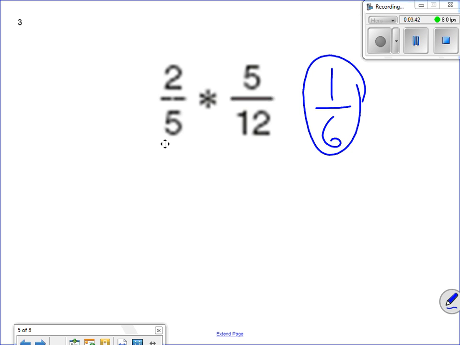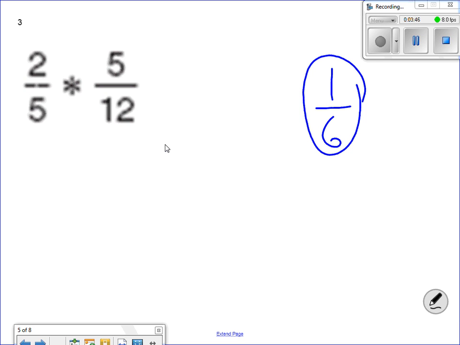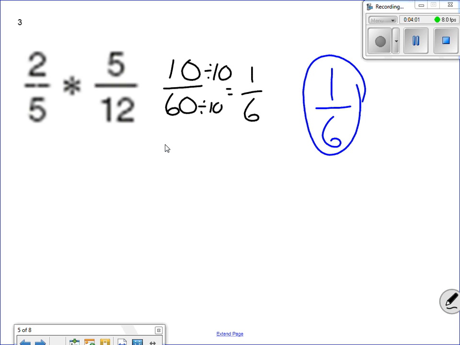Now, let's do it the old way. Watch this. 2 times 5 is 10. 5 times 12 is 60. If I divide this by 10, this by 10, I get 1/6 as well. This problem was a little easier to reduce because 10 could go into both, okay? But you don't have to do it in reducing. If you do the cross reduce, you don't have to reduce at the end. Here's another one.